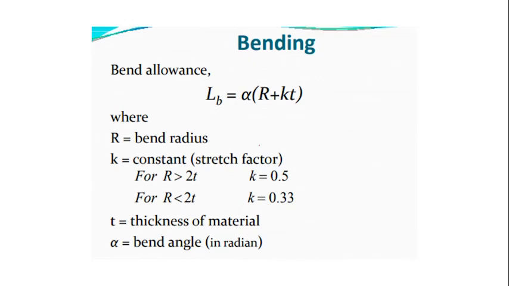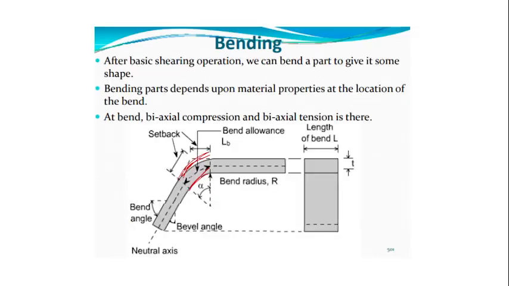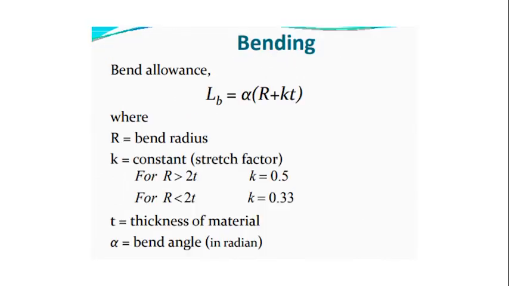There is one important formula for bending that they ask questions about, that is the bend allowance. So what is the bend allowance? It is alpha into r plus kt, where r is the bend radius, alpha is the bend angle, and k is a stretch factor constant which depends upon the bend radius and the thickness of your sheet. If your bend radius is greater than 2t, then k will be 0.5. If your bend radius is less than 2t, then k will be 0.33. So write this formula. We will solve one question on this.